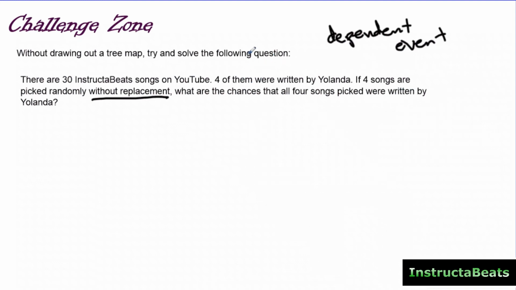So go back and look at how we did the other ones with the tree maps. Try to see what you did mathematically, and that's your goal. Solve this mathematically without the visual model. So hopefully you just tried it, and now you're checking your answer. Maybe you have no clue, and that's okay too.